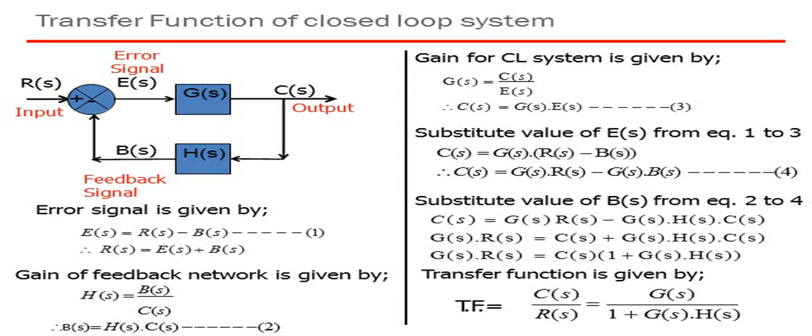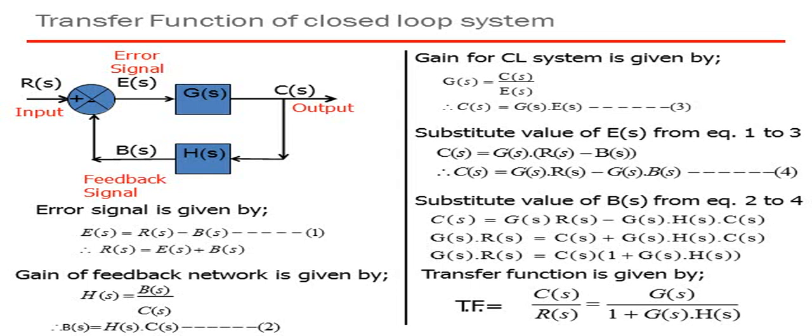Then the gain of the closed loop system is given by G of S is equal to C of S divided by E of S. See the diagram to get this equation. See, G of S is the gain of the system, that is equal to C of S, that is output, divided by error signal E of S. By rearranging this equation, we will get C of S, that is output signal, is equal to G of S into E of S. So this is our equation number 3.